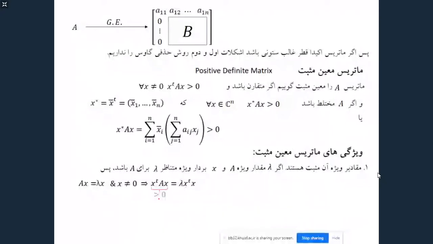This is positive because A is a positive definite matrix. Also, this is positive because x is a non-zero vector. So dividing these, we find lambda is positive.